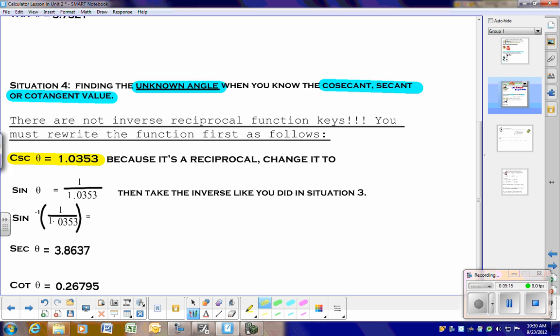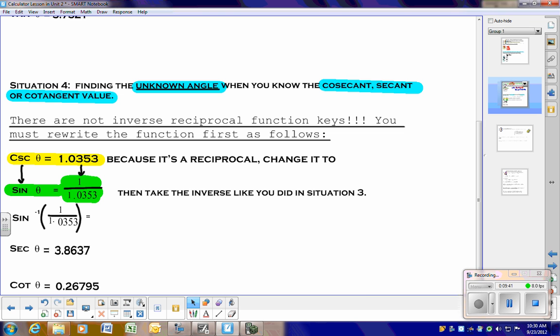Okay, now because it's cosecant, I say, I don't have a cosecant button. The next step is going to be to switch it because we don't want cosecant. We want something we have a button for. So the reciprocal of cosecant is sine, and the reciprocal of this decimal is to put it as 1 over that decimal. Flip it over, okay?